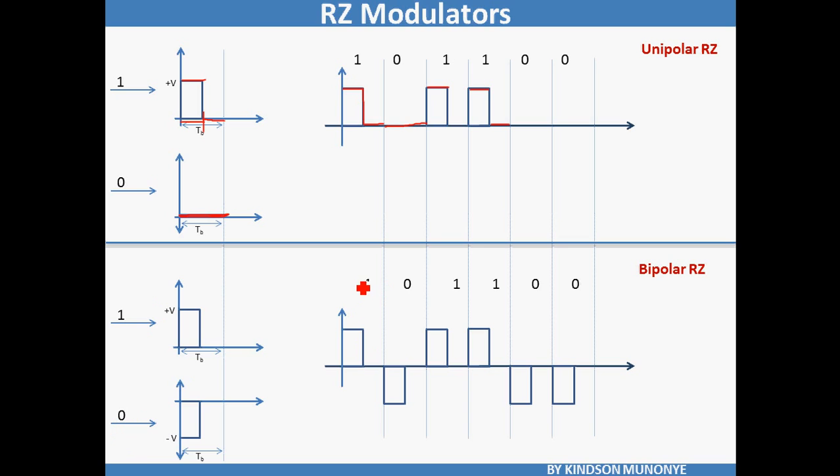So for a bit stream of 101100, we have this. It stays plus V half of the time, 0 half of the time. For 0, it stays at minus V half the time, and here it stays at 0 half of the time. And just like that, the bipolar RZ modulator.